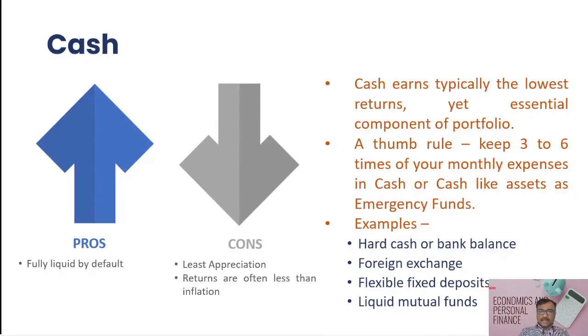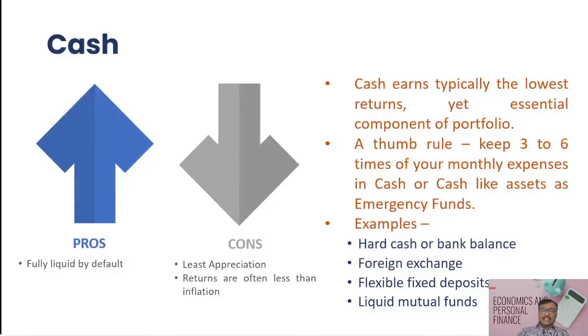Examples of cash assets are hard cash in a bank account, foreign currencies like dollars or euros, flexible fixed deposits that allow your money to convert into term deposits and you can withdraw them whenever required. We will discuss more about it in the next few slides. Liquid mutual funds.